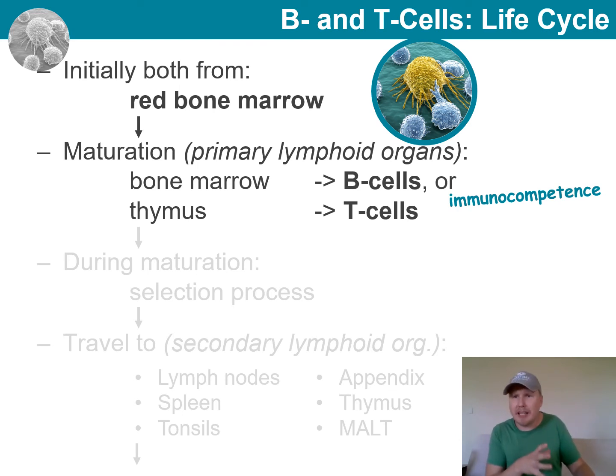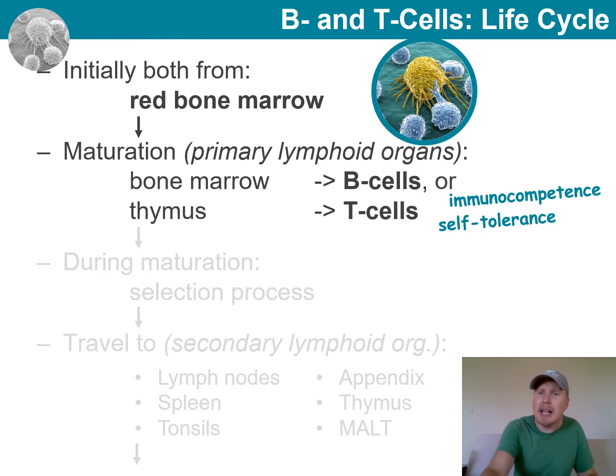Another important thing that happens is that these cells gain self-tolerance. This means that they are unresponsive to one's own antigens. So your B and T cells are not going to attack you. Only foreign invaders are deemed as pathogens. That makes sense. This is quite important, right?